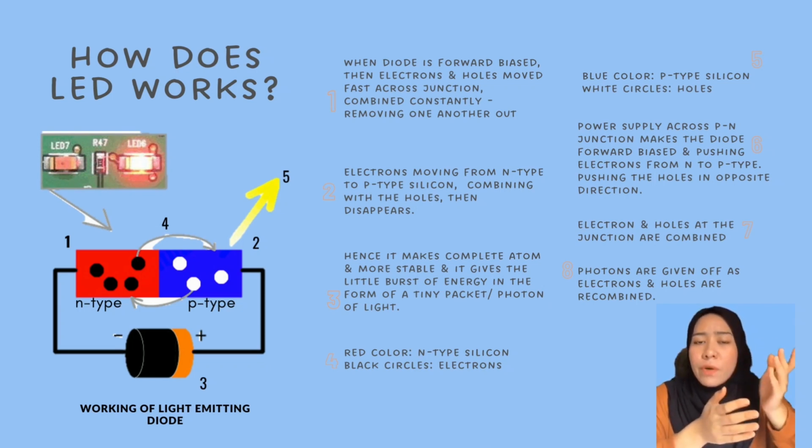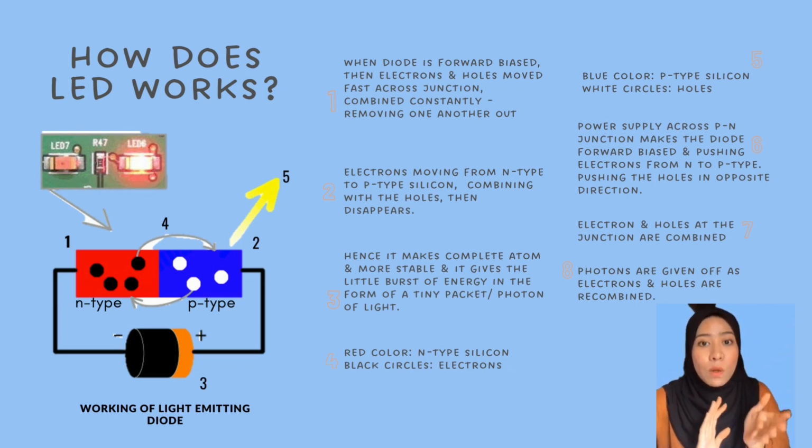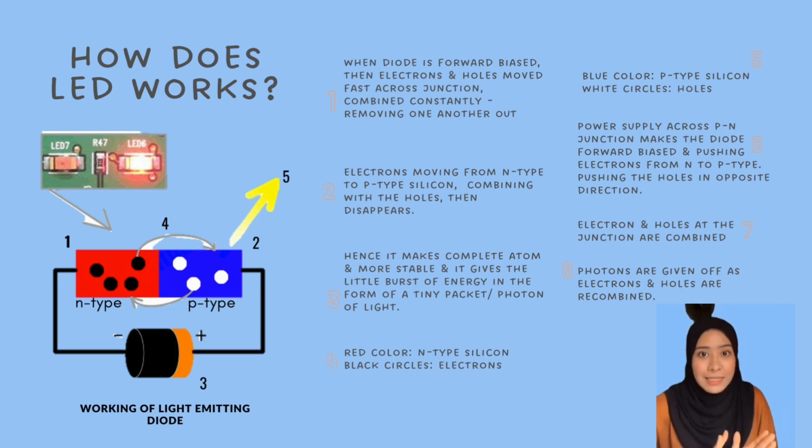When the diode is forward biased, then the electrons and holes are moving fast across the junction and they are combining constantly, removing one another out. Soon after the electrons move from the N-type to the P-type silicon, they combine with the holes and then disappear. Hence, it makes the complete atom and more stable, and it gives a little burst of energy in the form of a tiny packet or photon of light.